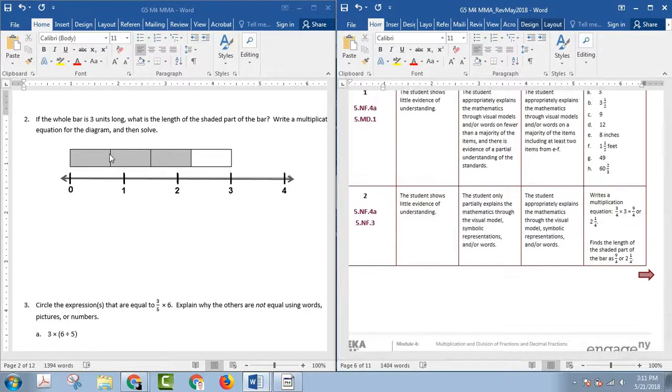So in this case, we've got 3/4, right? 4 pieces, 3 of the 4 pieces are highlighted, and it's 3/4 of 3. So 3/4 of 3 is 3/4 times 3, and so that would be 9/4 or 2 1/4. So that would be the solution.